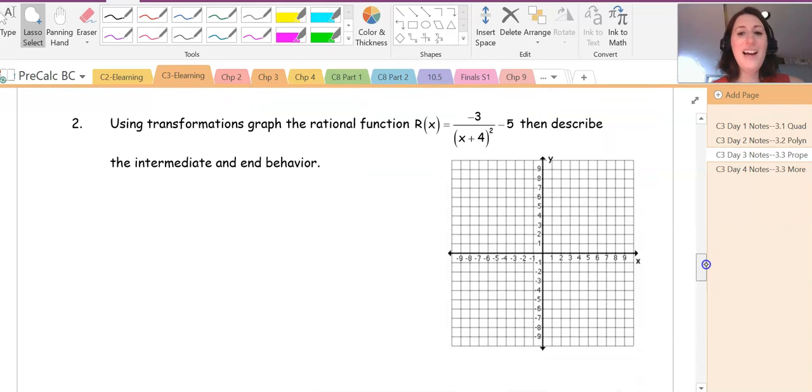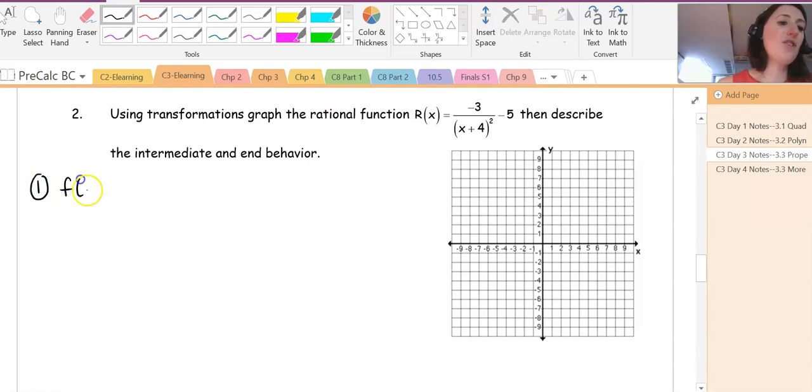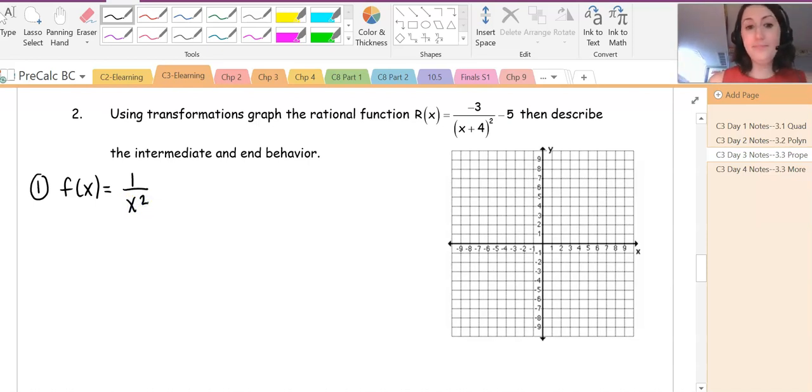Okay, let's look at this in regards to graph transformations. Using transformations, graph the rational function, then describe the intermediate and end behavior. Okay, our parent function in this case would be 1 over x squared. That exponent does become part of our parent function, which we just looked at what that looks like up above.